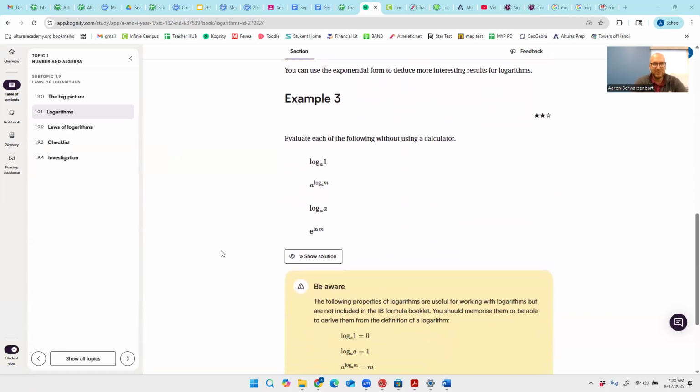Okay, evaluate each of the following without a calculator. So here we have, again, we could go x. A to the x equals 1. Well, what power equals 1? That's always the 0 power. So log any base of 1 equals 0.